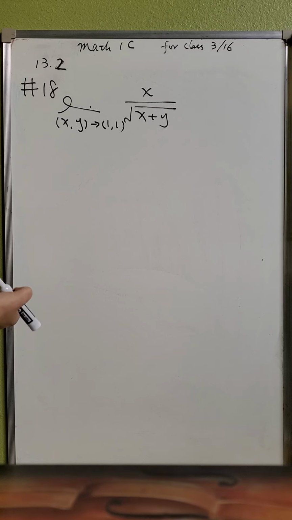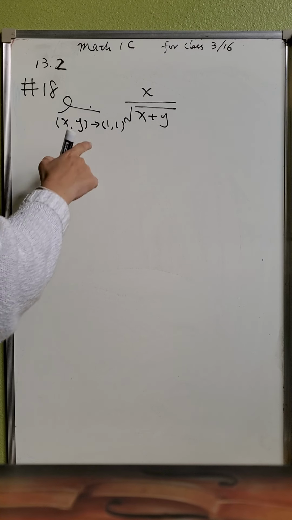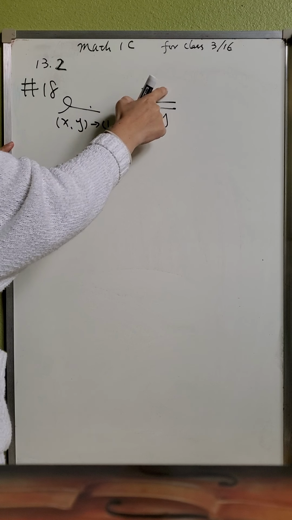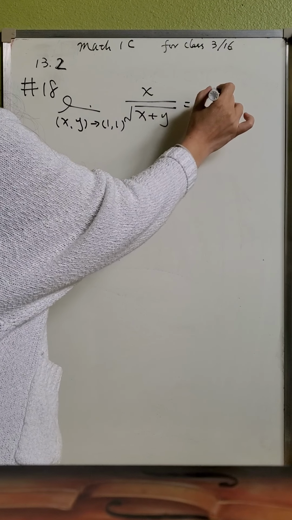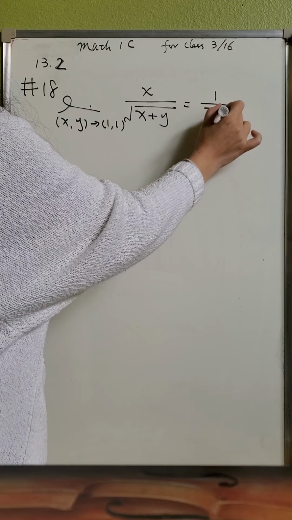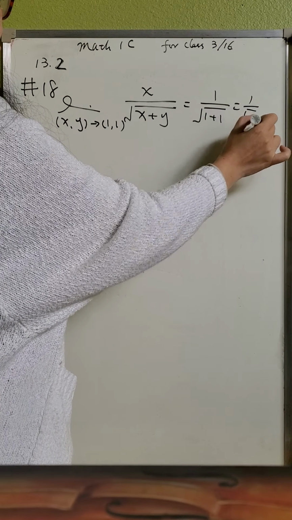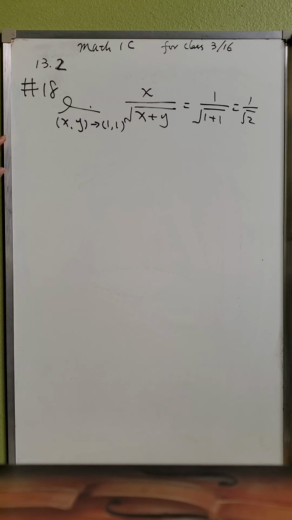So we look at it, there's no undefined point here because the x and y approach 1 and 1. So you just need to substitute the number inside here. Okay, so that's equal to 1 over the square root of 1 plus 1, which is equal to 1 over square root 2. And so the limit is equal to 1 over square root 2 when x and y approach 1, 1.